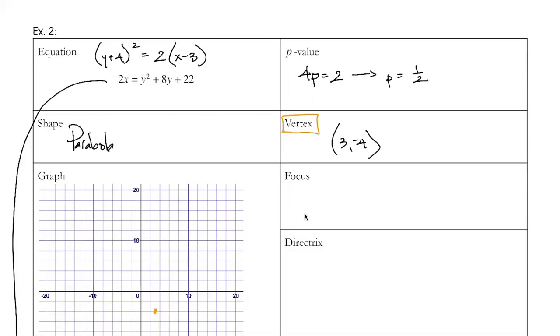Now we know it's a parabola. Is it facing up or down, left or right, and how do we know? Left to right because it's y squared, or y plus 4 squared. Good, it's y squared, so it's going to be right or left. And anytime you have a positive value for p, that's going to be either up or to the right.